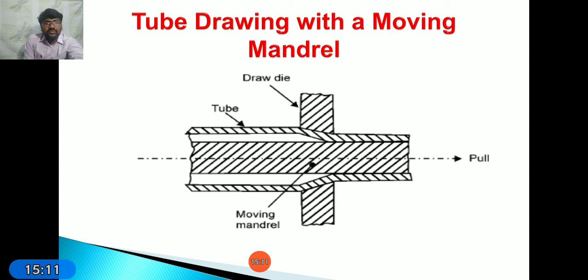Observe, it is the mandrel. It is continuously placed in between, moving with the workpiece in between the die. The mandrel also moves continuously with the material. Like that, we have to arrange it. That is about wire drawing and tube drawing processes.